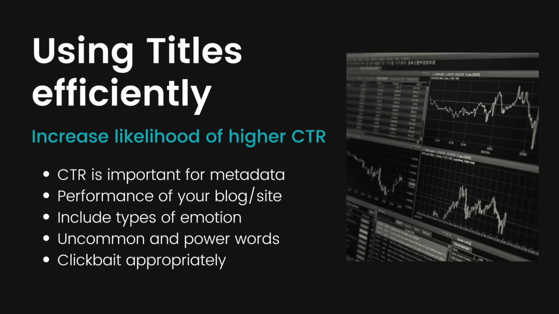So let's talk about using titles efficiently. Having efficient titles and the right titles is a huge part of gaining traffic and drawing viewers and readers to your blog posts. Because let's face it, it's social media and it is online. People judge a book by its cover, and in this case, people judge a book by its title and, of course, also the pictures. And having efficient titles increases the likelihood of a higher click-through rate.